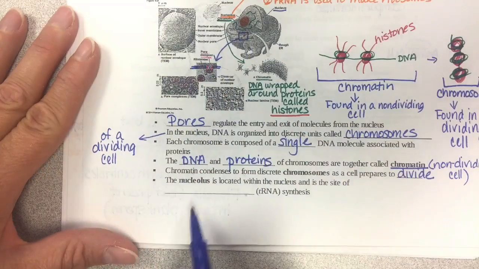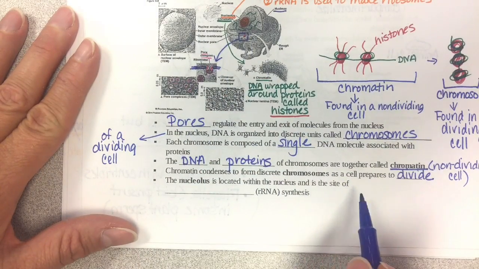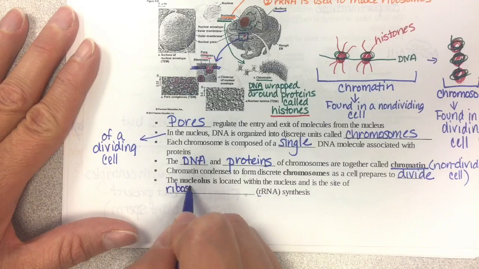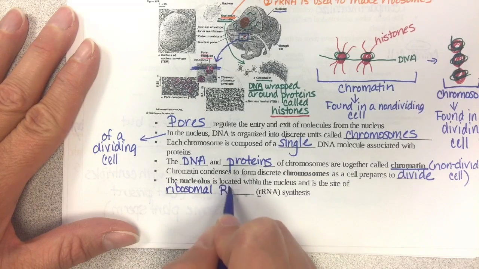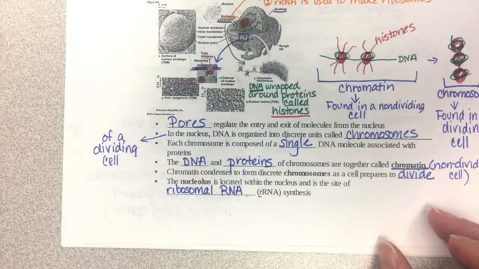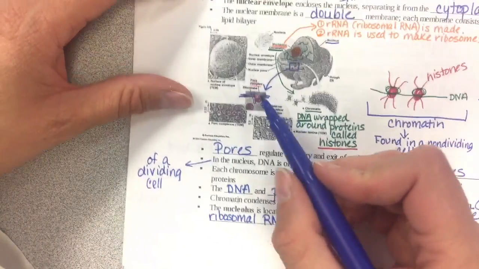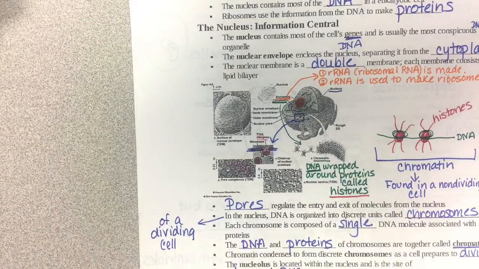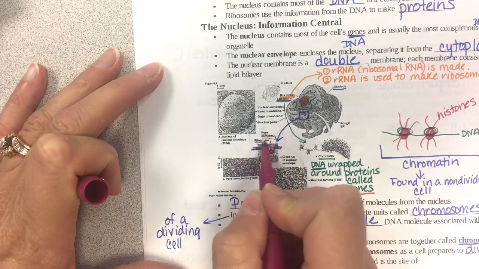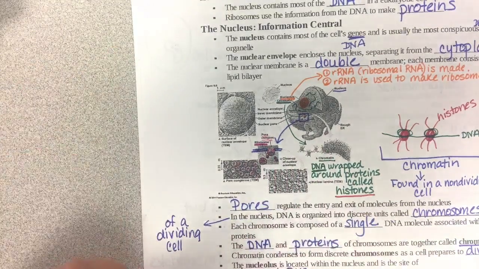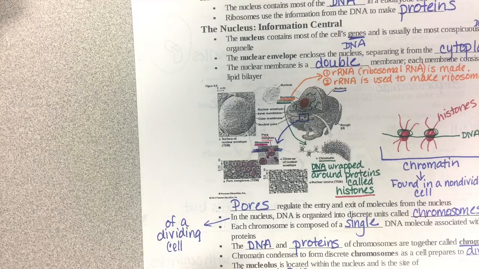The nucleolus, we already talked about, is located within the nucleus and is the site of, what did rRNA stand for? Ribosomal RNA synthesis, the making of it. And so that is the nucleus. Attached to the nucleus, sometimes you have ribosomes. Coming back up to this picture, here are your ribosomes. They can be attached to the nucleus, and they're also attached to one of the endoplasmic reticulums.